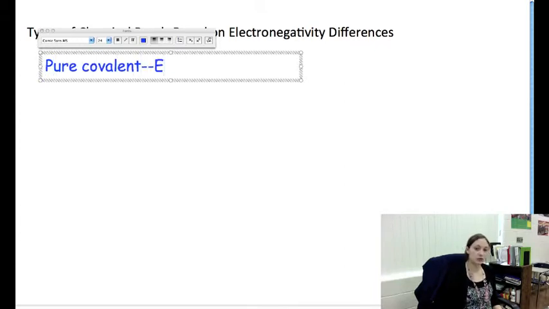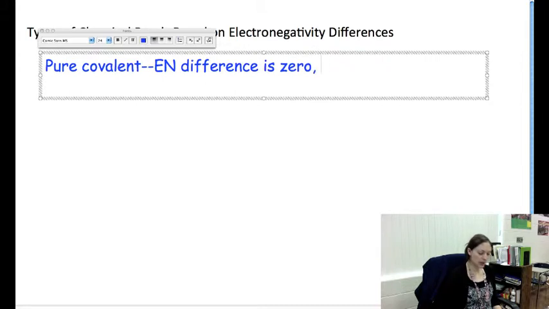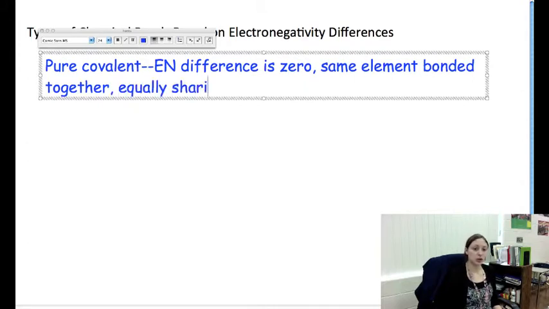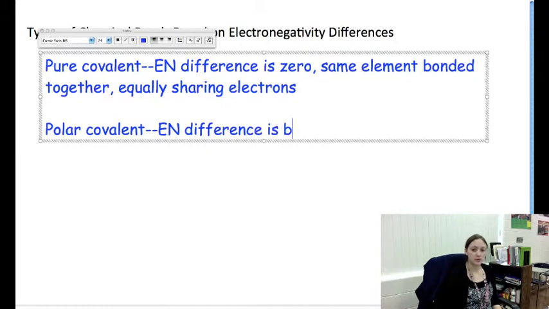And these are the ones where the electronegativity, or EN, difference is 0. So here, in order to have a 0, we need to have the same element bonded together, because now they are equally sharing electrons. Since they have the same electronegativity, they both want the electrons in a bond the same, so they share nicely. And that's a pure covalent. They are purely just sharing. Covalent, share.